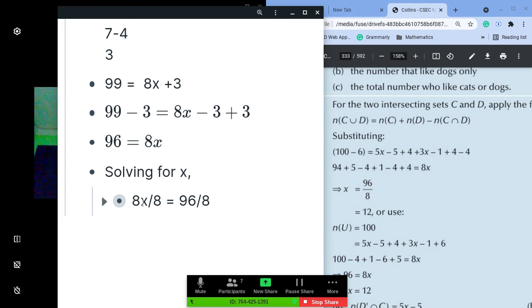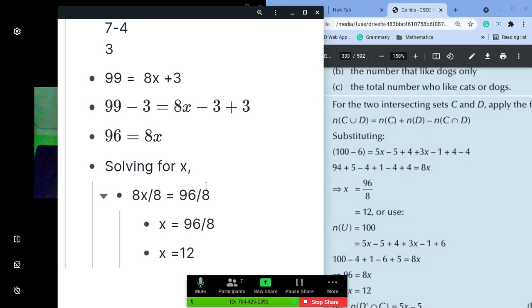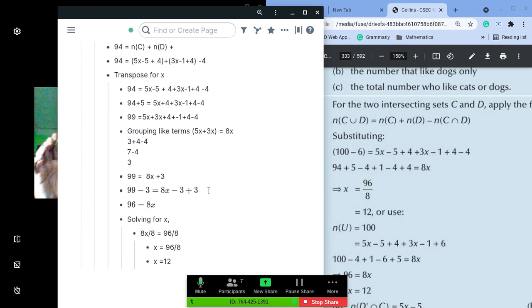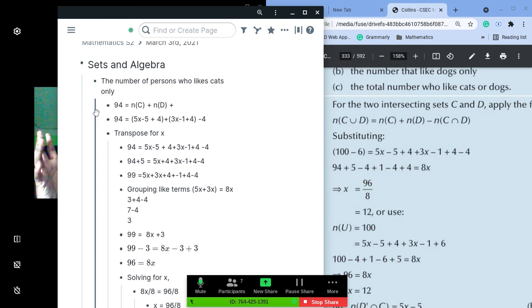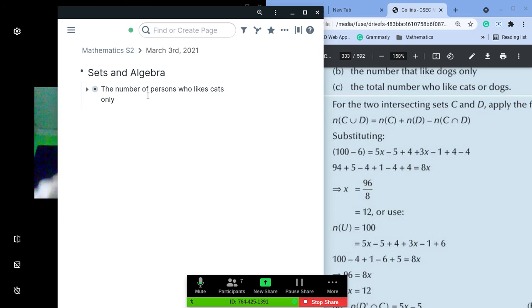Alright. That gives us an answer of 12. x is equal to 12. You might be saying, sir, okay, I know what x is, right? But why is this important? Let's try to answer that. Why is the value of x important?